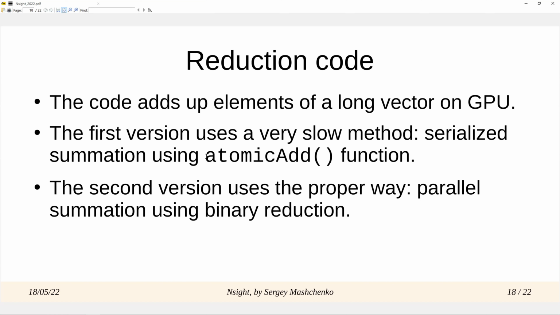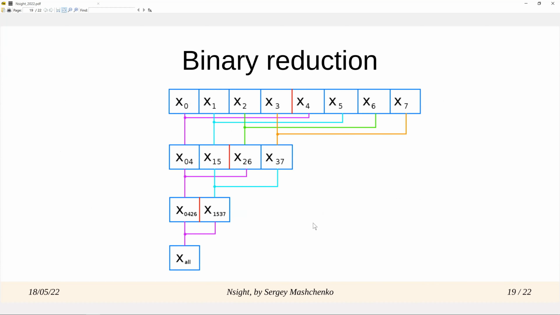And CUDA gives the ability to do that through the atomic add function. But imagine you're adding up millions of numbers using one GPU core at a time out of thousands on the GPU. So imagine how inefficient it is. In fact, the code is much slower than the equivalent serial version running on the CPU. Instead, the proper solution is to use the second version of the code, which uses parallel summation using so-called binary reduction. I think I have time just to briefly explain what binary reduction is, why it's so powerful.